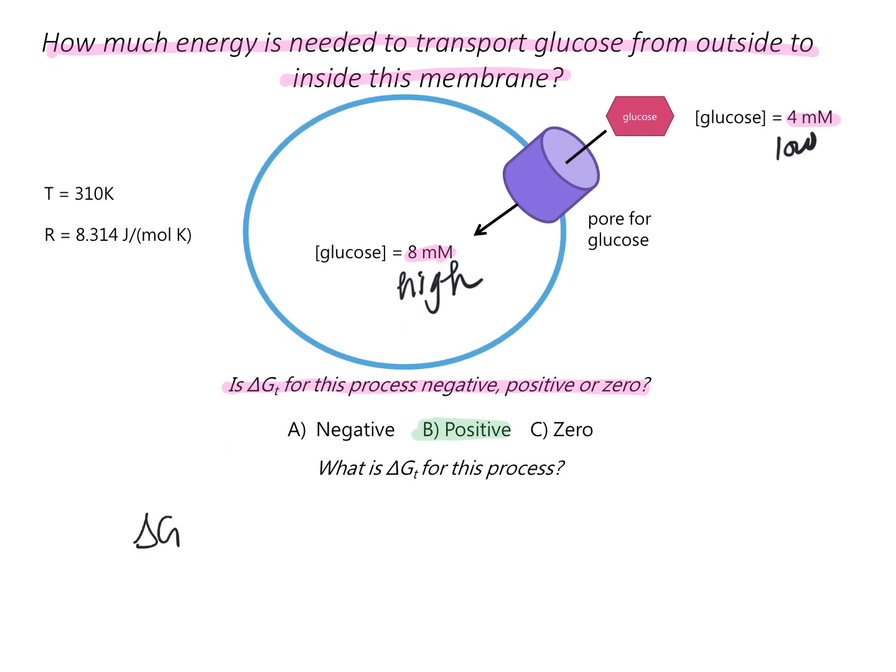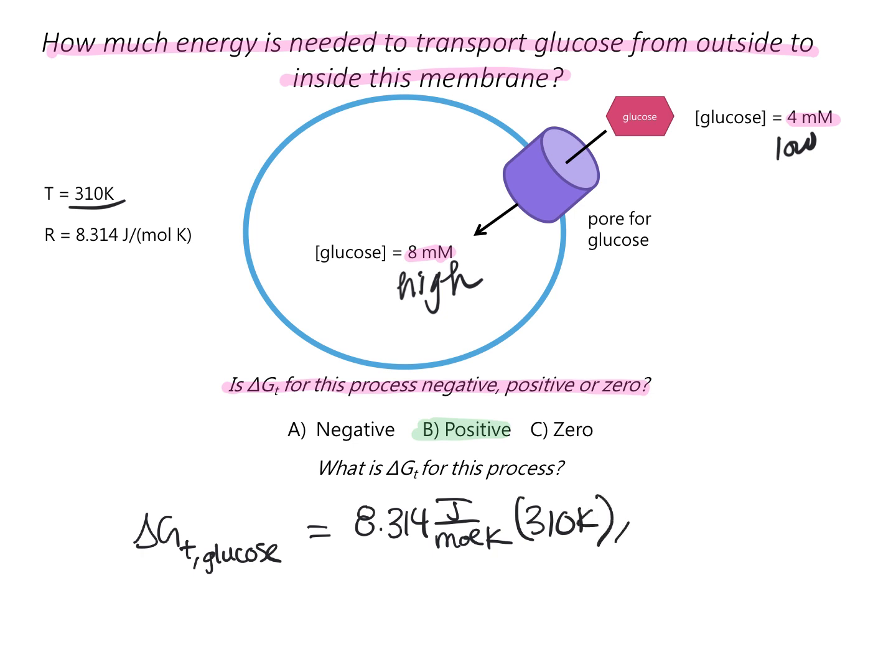So my delta G of transport for glucose is going to equal 8.314 joules per mole Kelvin. My temperature is given to me up here, 310 Kelvin, and then ln of C2 over C1. Again, the arrow points to C2, so that makes this C2, and then this is C1: 8 millimolar over 4 millimolar. You don't have to convert all the way to molar because this is just a ratio.